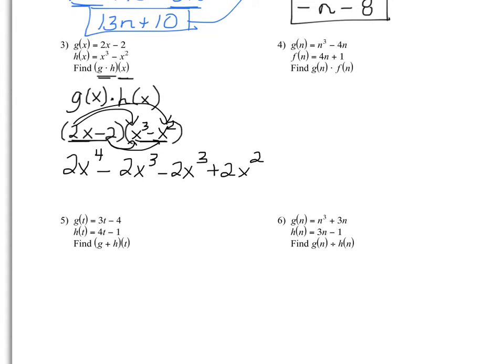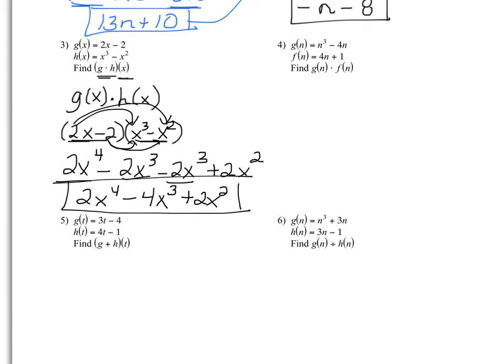And by the way, for those of you who forgot, when you're multiplying things with exponents, remember you add the exponents. Now we collect like terms, so there's only one x to the 4th, so we'll have 2x to the 4th. And then these two are like, so we'll have minus 4x cubed, and then plus 2x squared. So there's your solution.